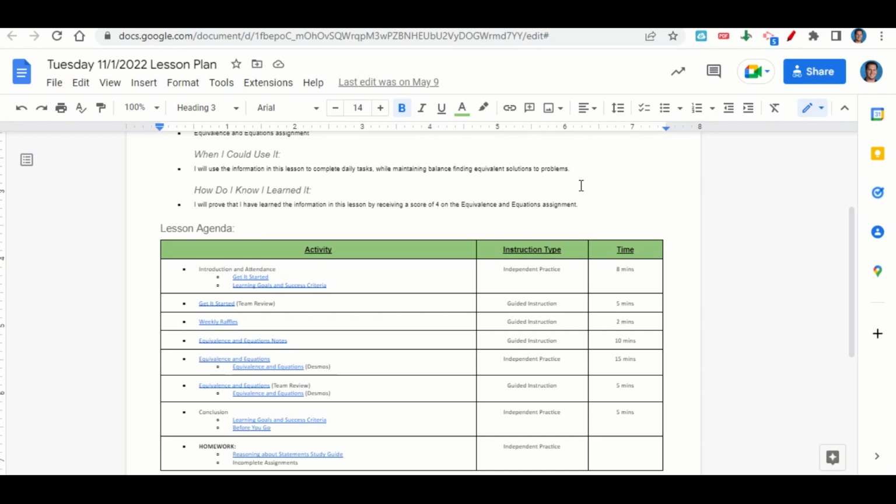At the end of class, we'll go back over our learning goals and success criteria while you fill out your before you go. Your only homework for tonight is to continue working on the reasoning about statement study guide and any incomplete assignments that you may have.